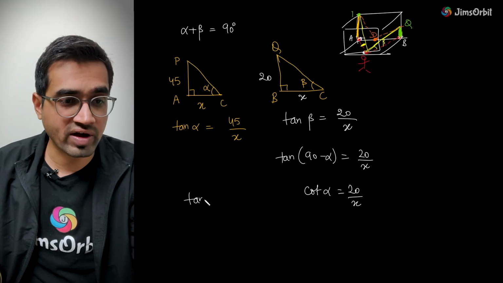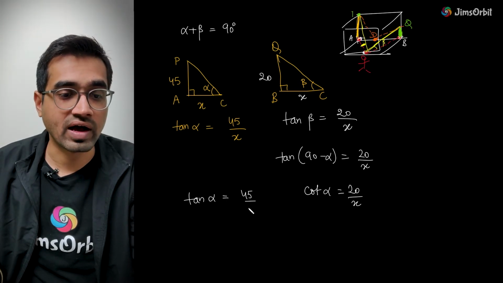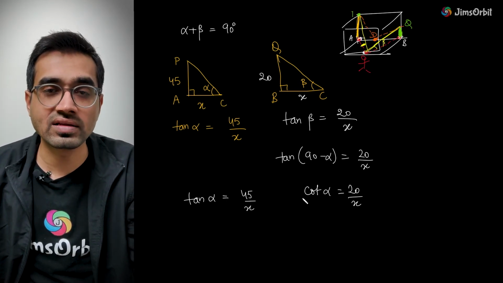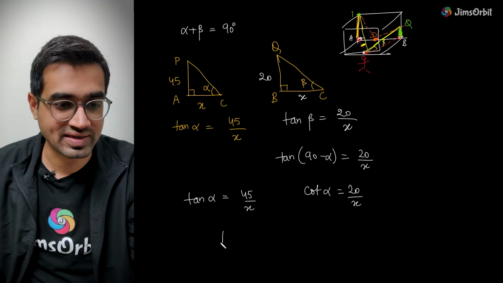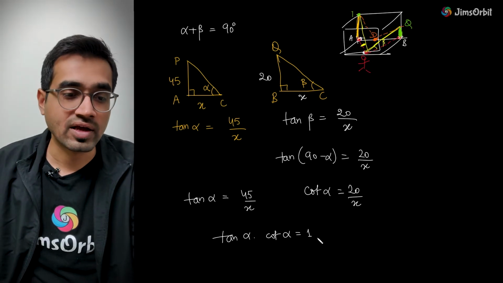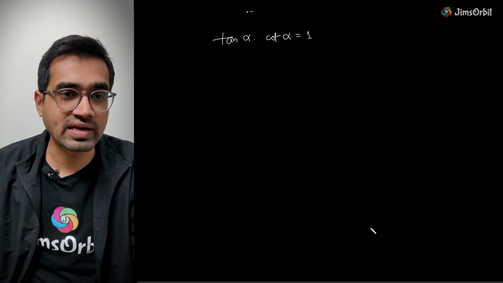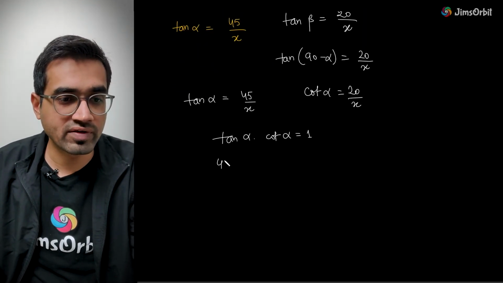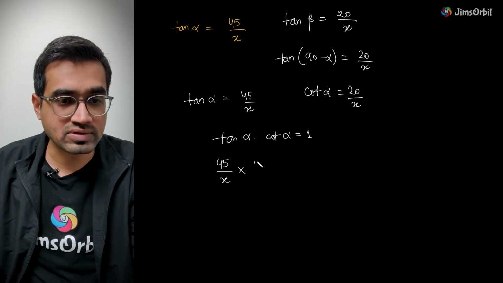Now you know tan alpha and you know cot alpha. I hope you remember one thing: if the angles are the same, tan into cot is 1. Yes, tan alpha into cot alpha is 1. Correct. Now what is this? 45 by x times 20 by x. This will give us 1.